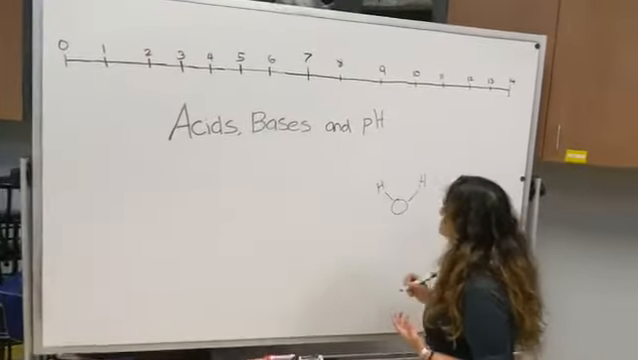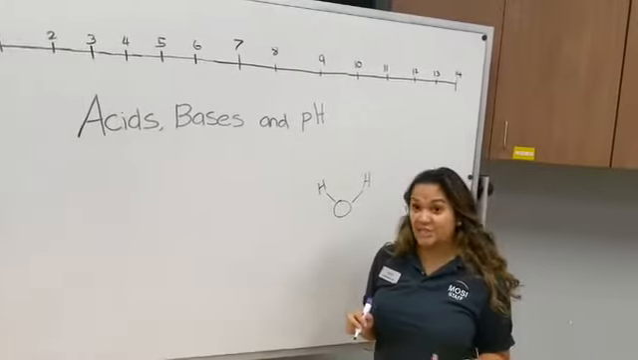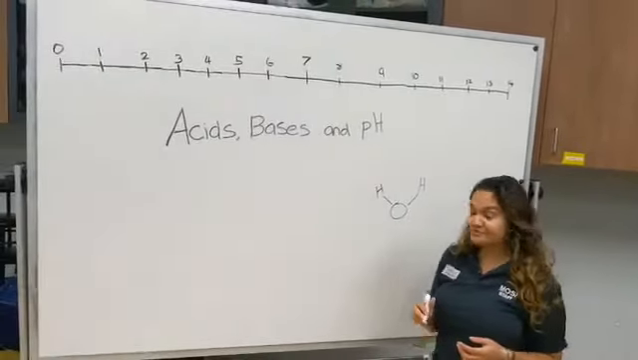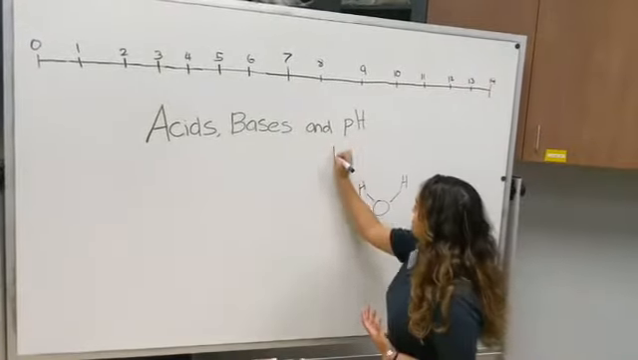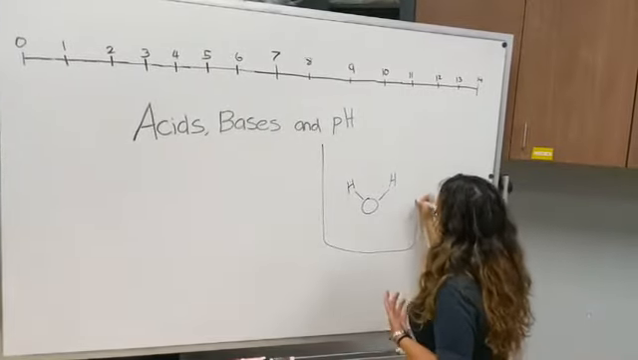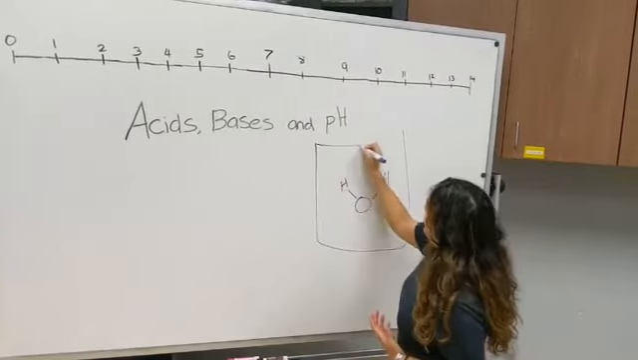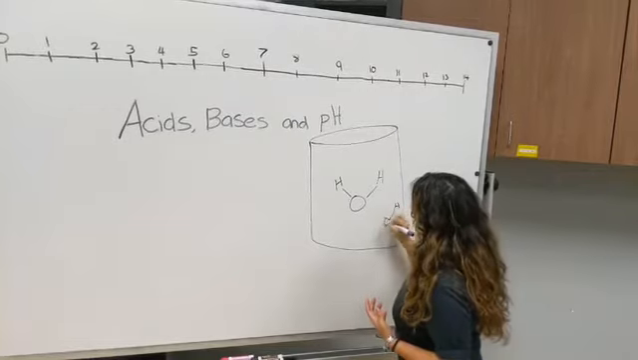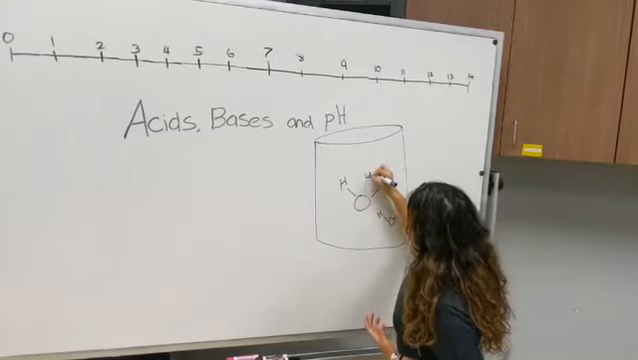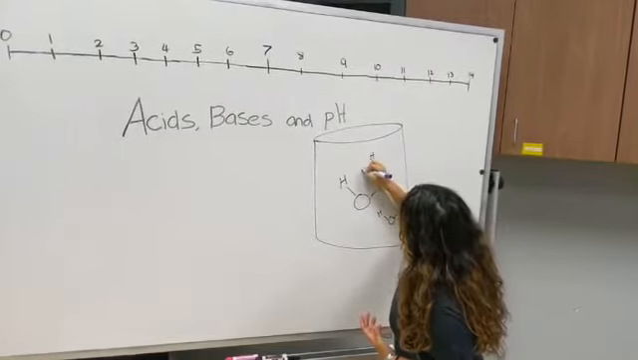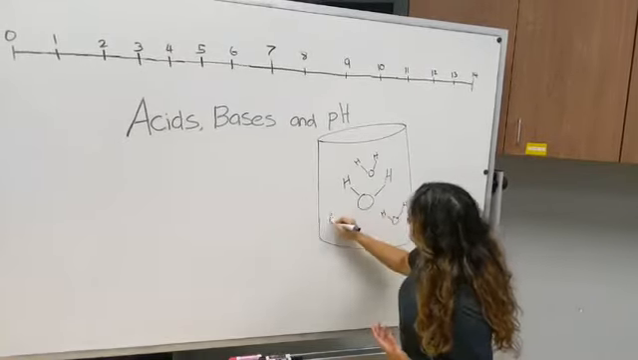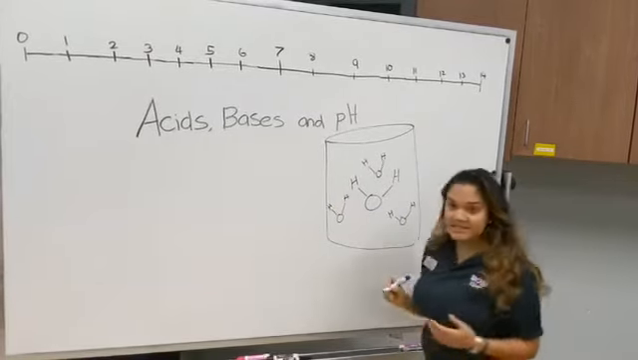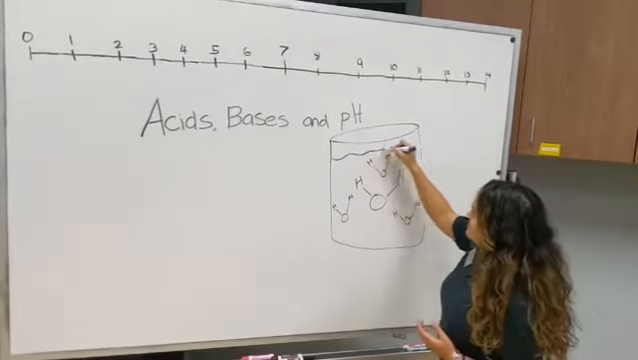We know that the formula for water is H2O. So we have our two H's and our O. When we just have a little beaker of water, or maybe a cup or glass of water at home, we just have a bunch of different water molecules like this. And they mostly stay like that. You get the idea. Our beaker is full of water.